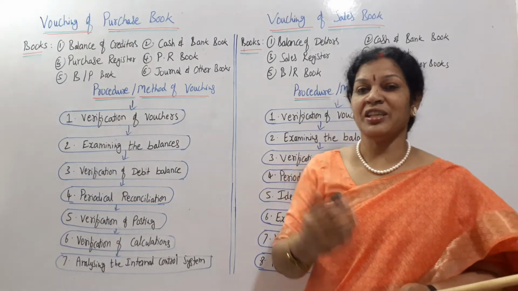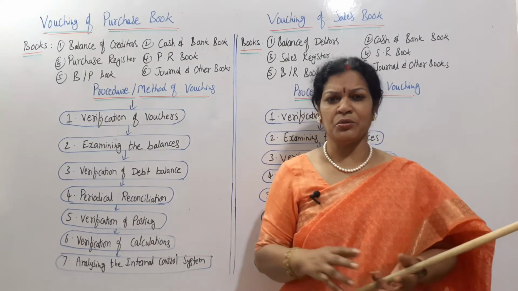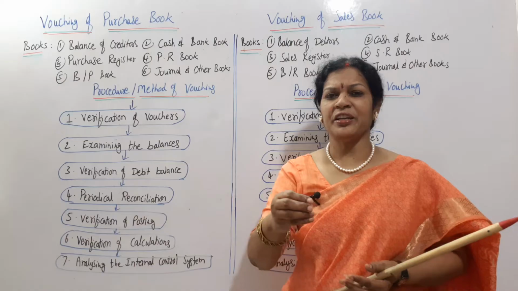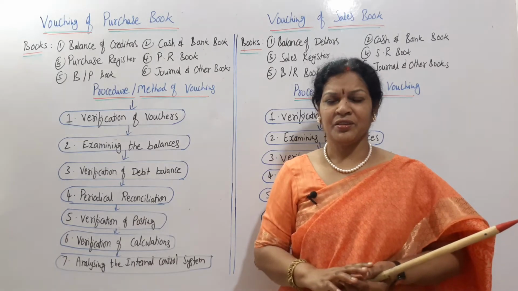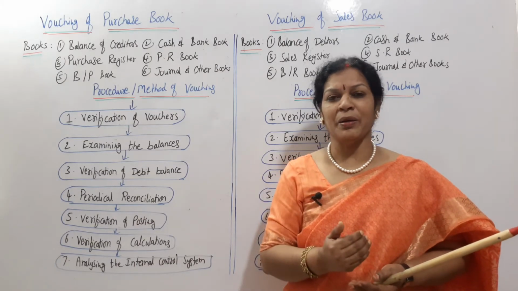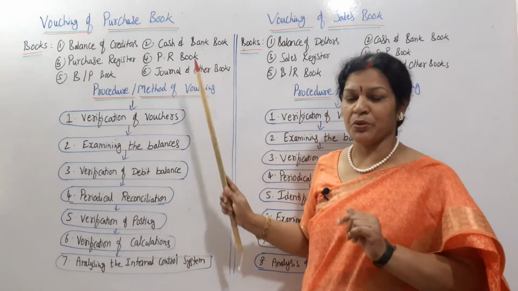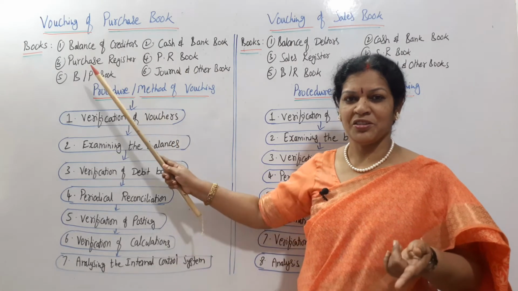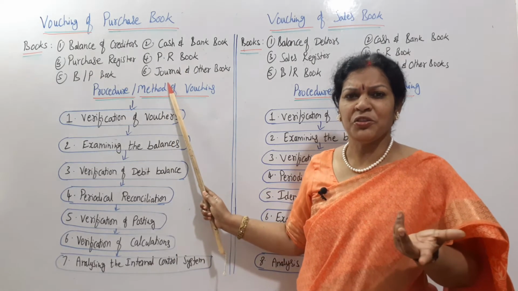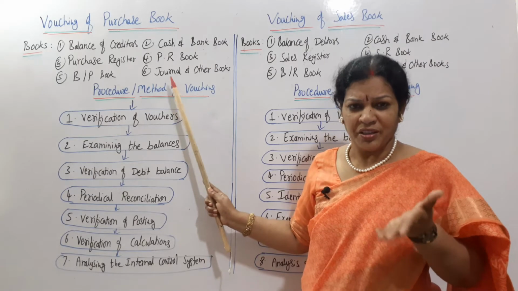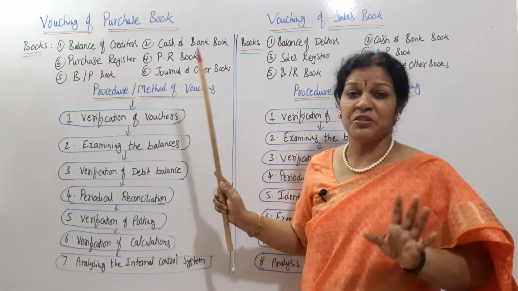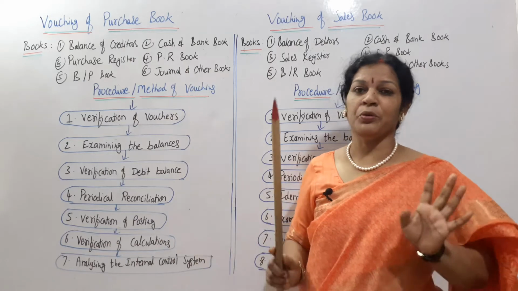Sometimes you are purchasing around 1000 goods. Out of 1000, 10 are defective and those 10 are returned back, then that should be in the returns book. Purchased and returned. How much have you returned? 10 I have returned. Then it must be entered into the purchase returns book. This book also we are going to observe.